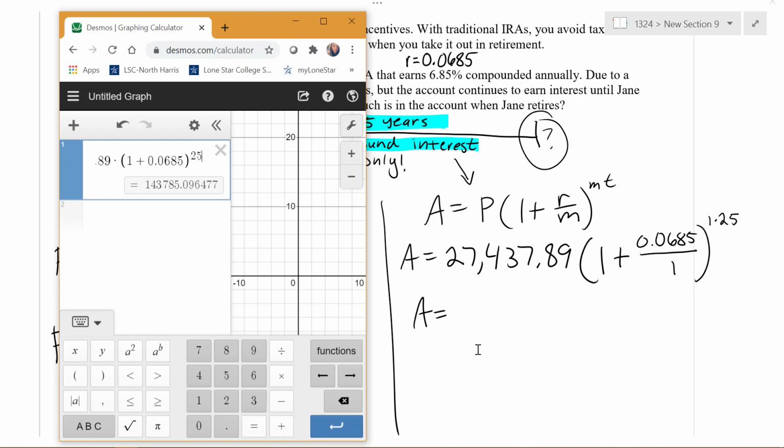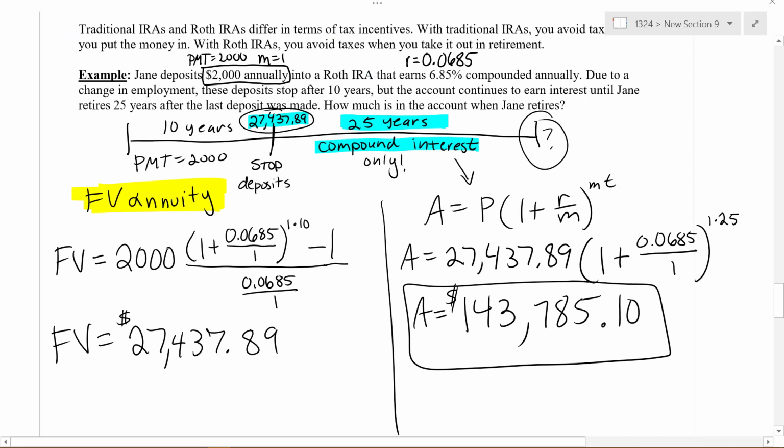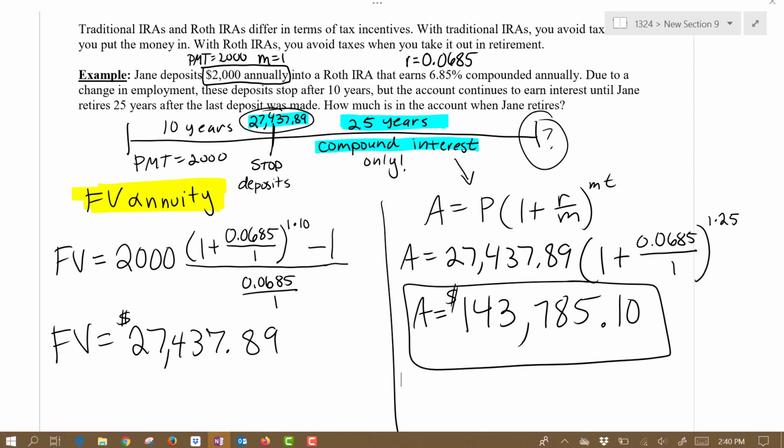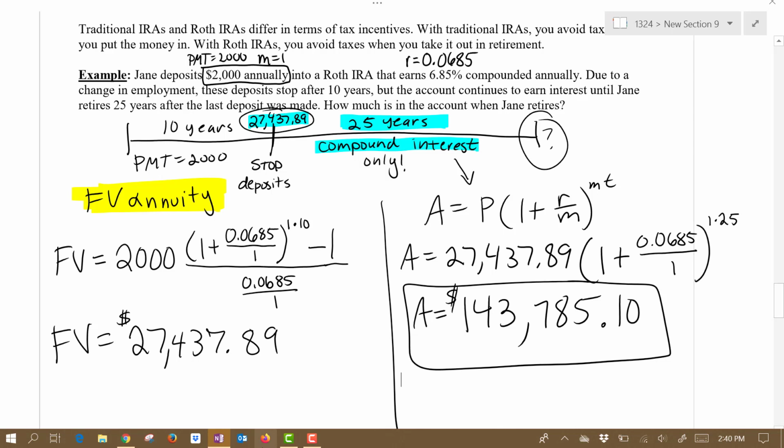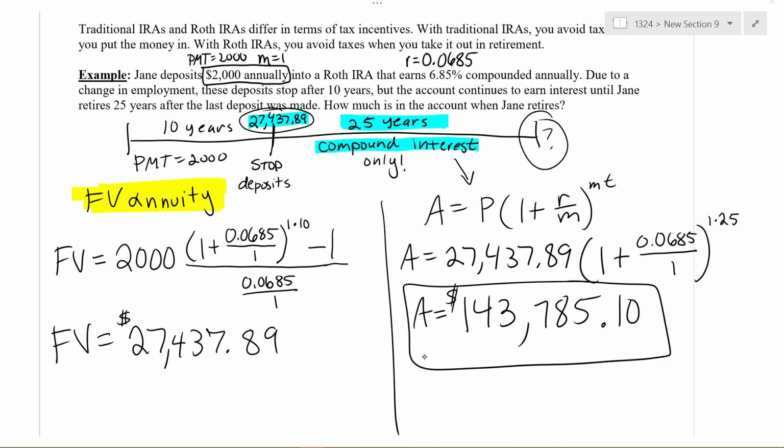We have $143,785, and it looks like 10 cents when I round to the nearest 2 decimal places. That 6 is going to round the 9 up to a 10. Alright, so this is our final answer overall.